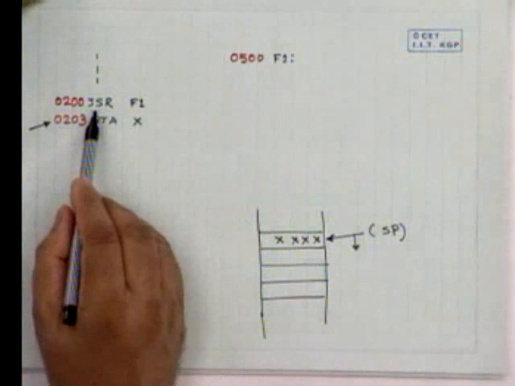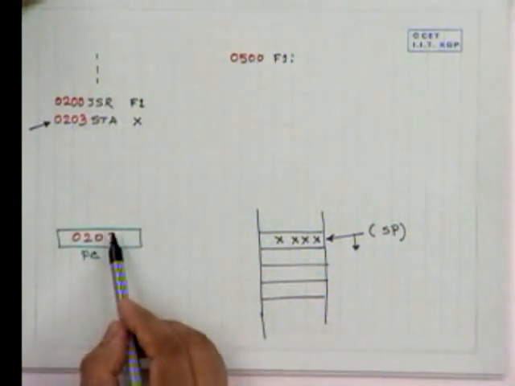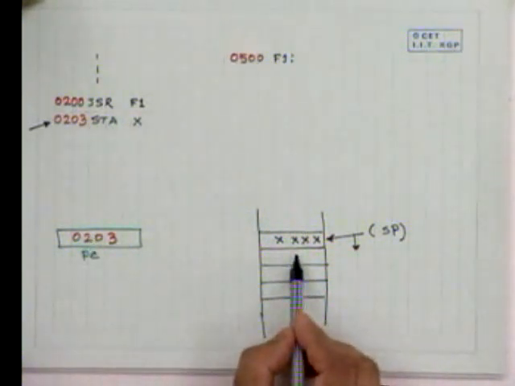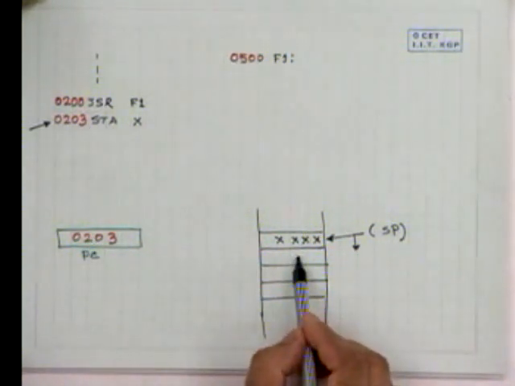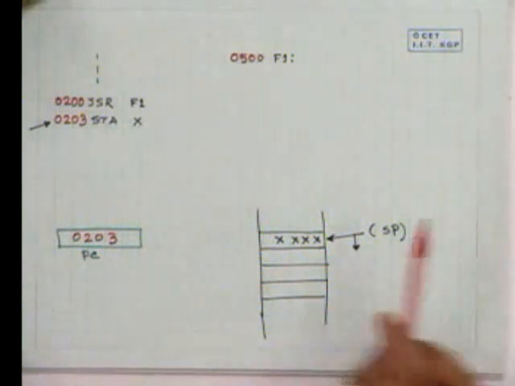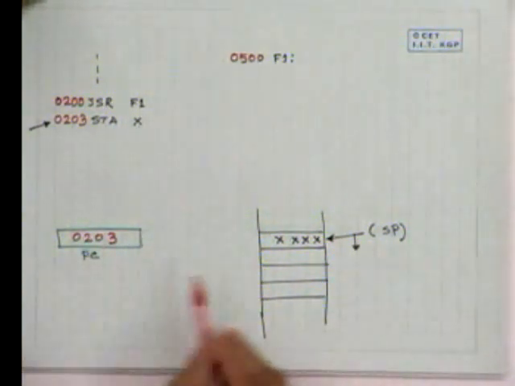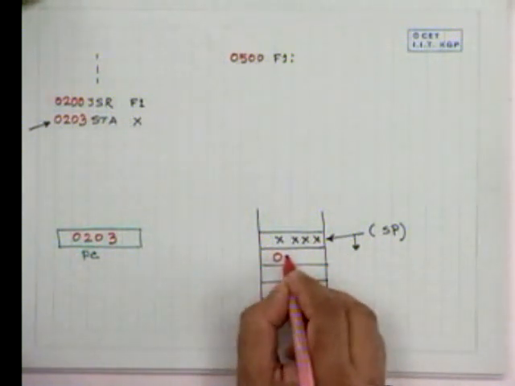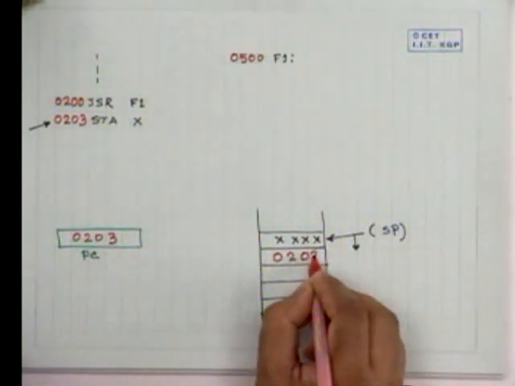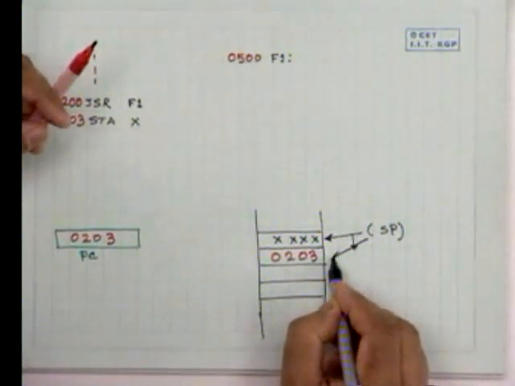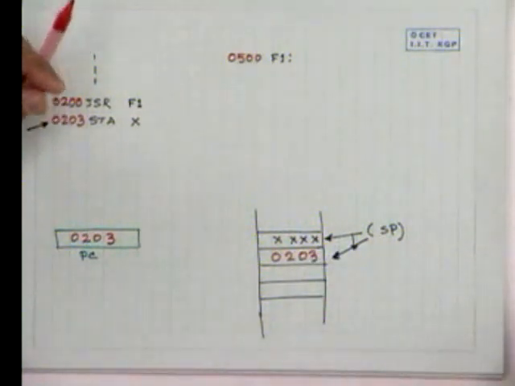Now, when the JSR instruction is executed, the content of the program counter is pushed into the stack by means of hardware. Basically, a hardware push is automatically generated by which the content of the program counter is stacked. That means now the content of the top of the stack is 0203 and the stack pointer is now pointing to this top of the stack.